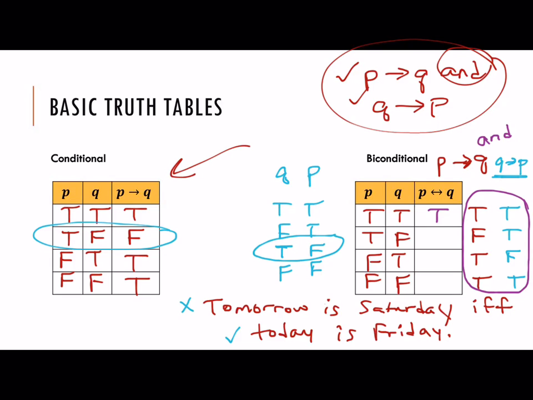In the second case here, one's false and one's true, so this would be false. In the third case, this would be false. And in the fourth case, these are both true. Alright, so what we can see from this table is that there are only two cases in which a biconditional is true, either if the hypothesis and conclusion are both true, or if the hypothesis and conclusion are both false.